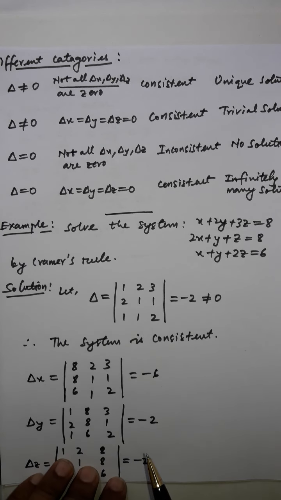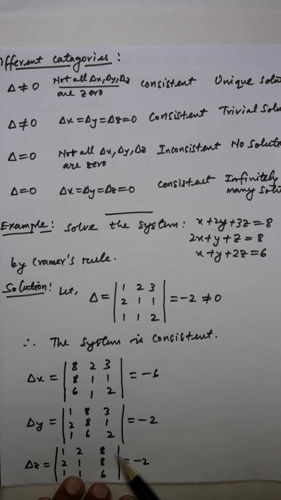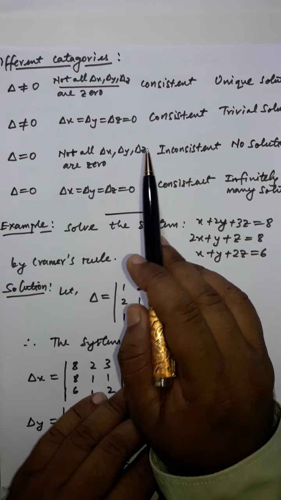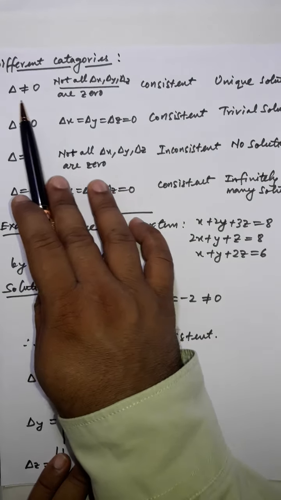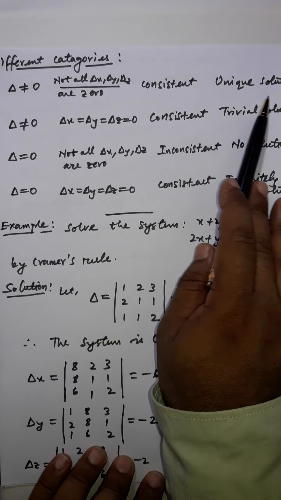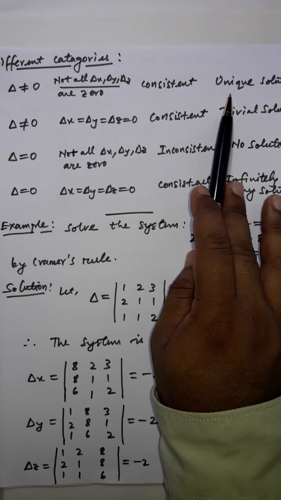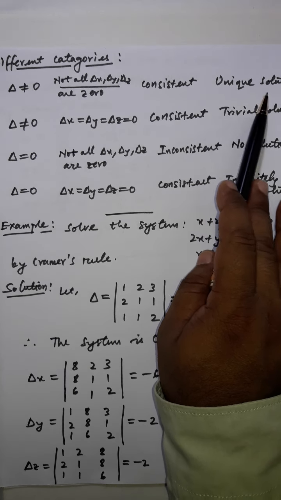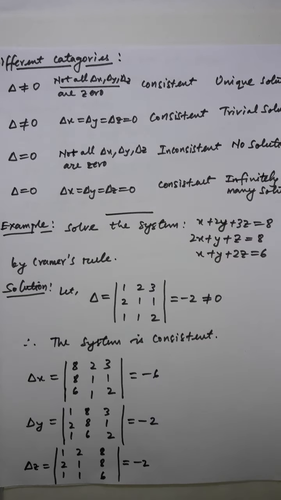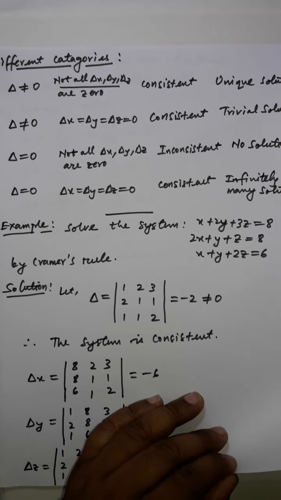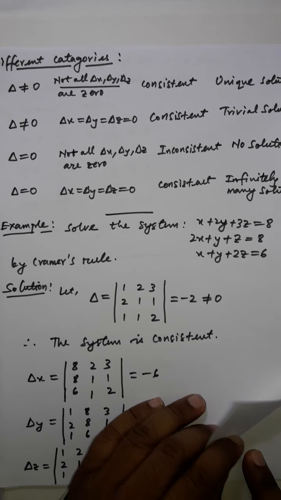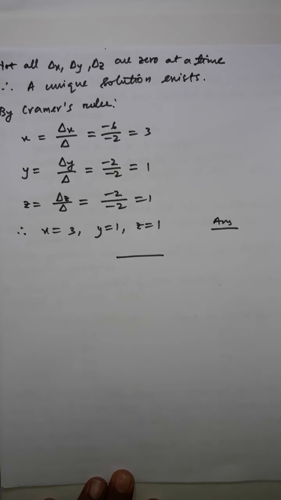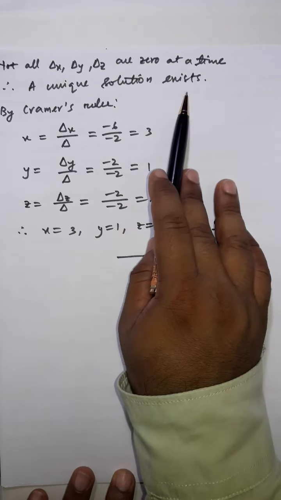Okay friends, so here del x, del y, del z all 3 are not 0 at a time. If del x, del y and del z are not 0 at a time, this is the first category. And what type of solution are we going to get? Before calculating, I can predict the nature of the solution, and I am going to get a unique solution. That means here I am going to get only one possible value of x, y and z. The values will not be repeated at all. So, a unique solution exists here.